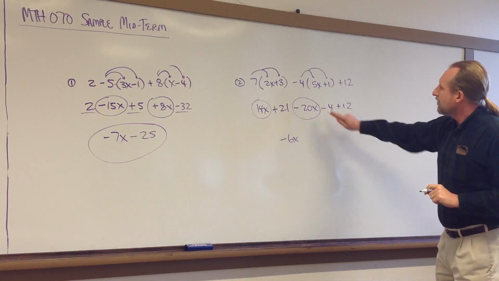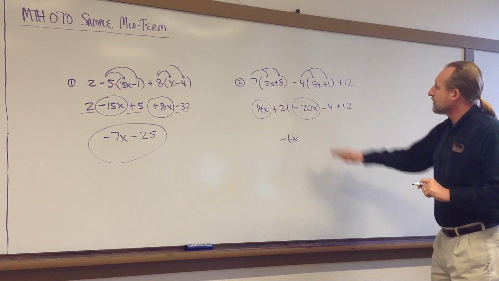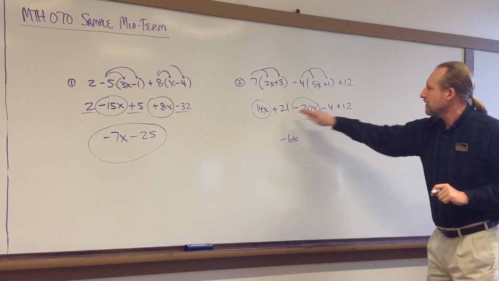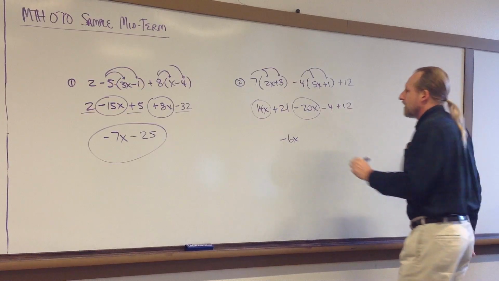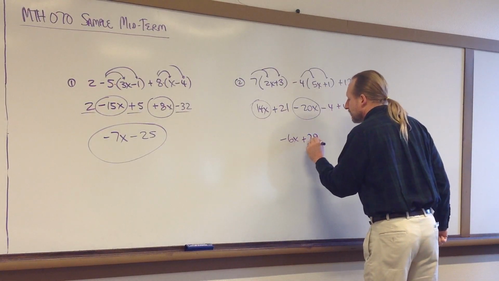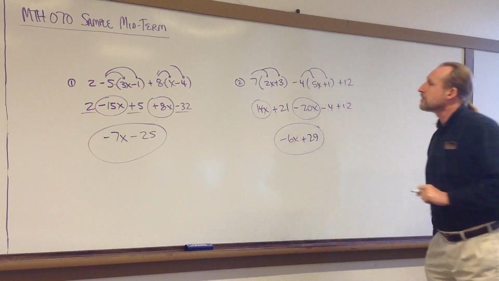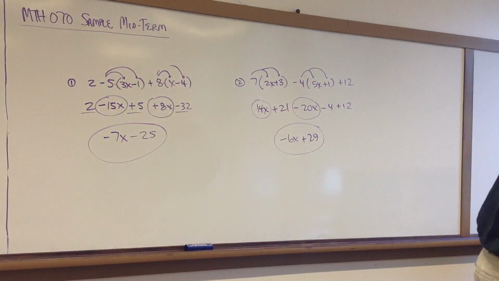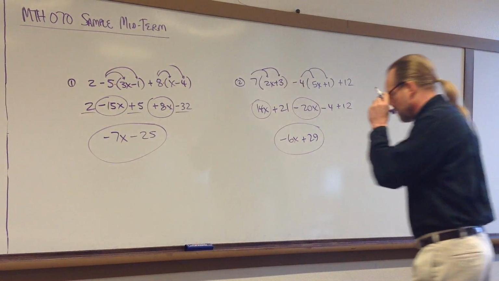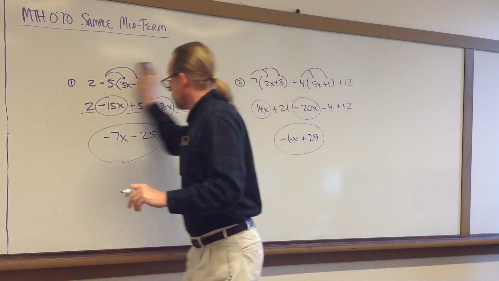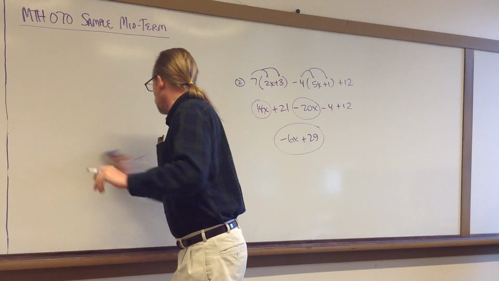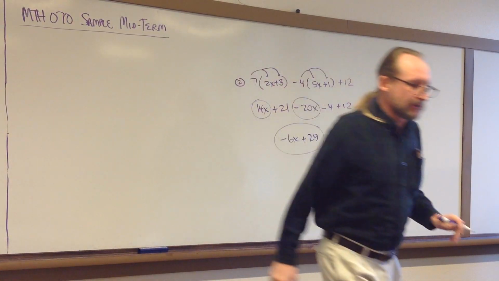21 minus 4 plus 12. So this will be 17. 21 minus 4, 17 plus 12. That will be positive 29. Okay. So that's it for the simplifying problems. Let's keep moving here. Problem 3 is a substitution problem.